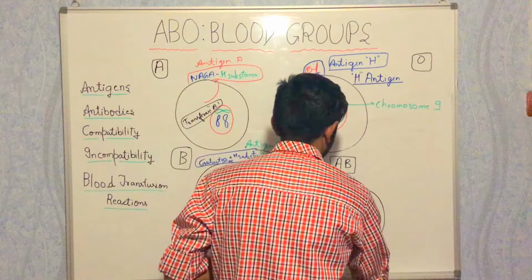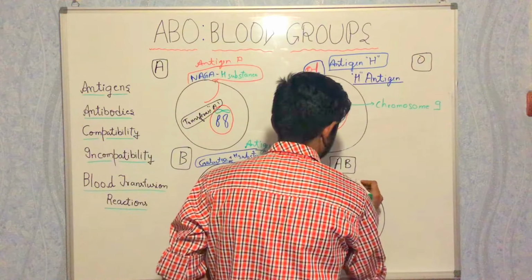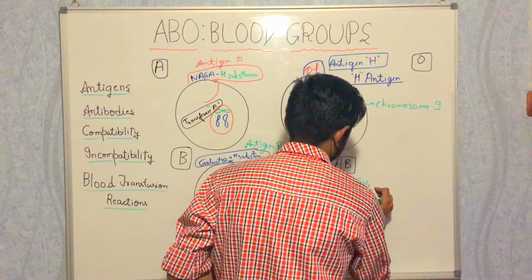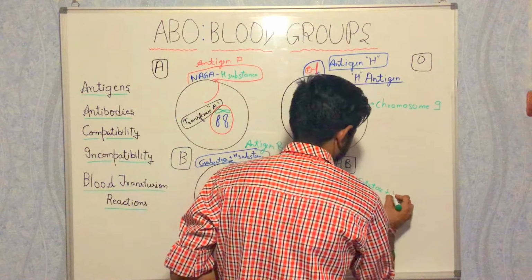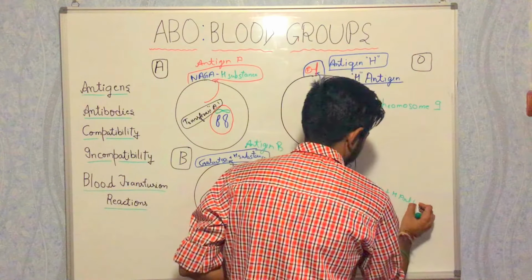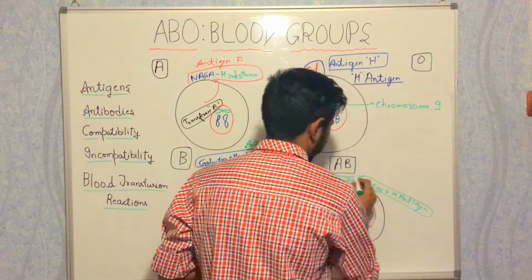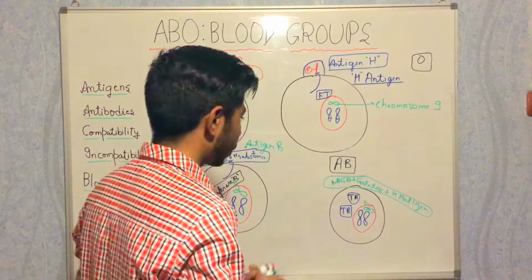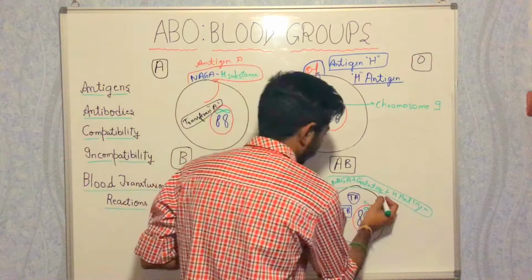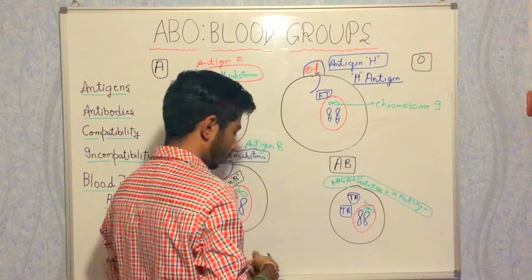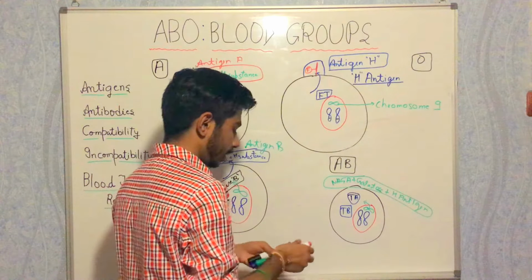NAGA as well as galactose to the H antigen, and this whole group we will call antigen AB.